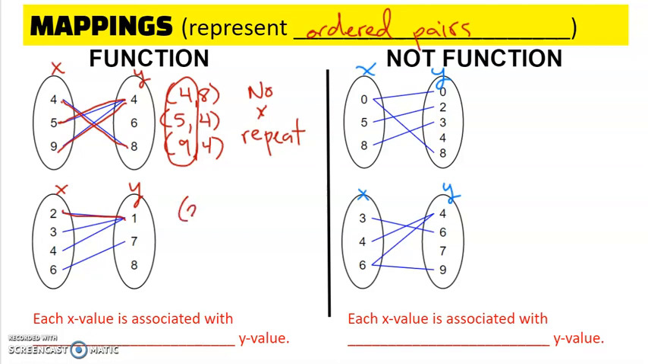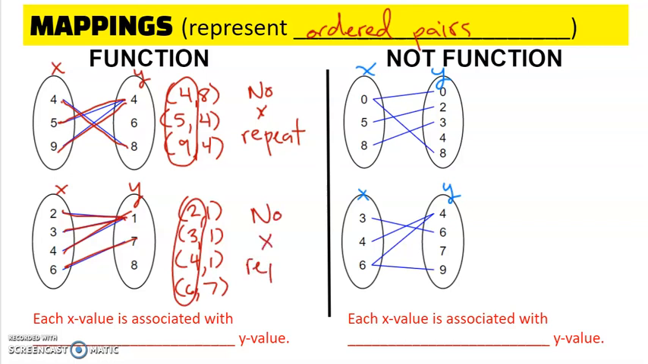Okay, let's look at the bottom. 2 to 1, so that's 2, 1. 3 goes to 1, 3, 1. 4 goes to 1, 4, 1. 6 goes to 7. Okay, those are all the ordered pairs. No X repeats. That's why those are functions. X can't repeat. X can't repeat. Each X is associated with only one Y value.